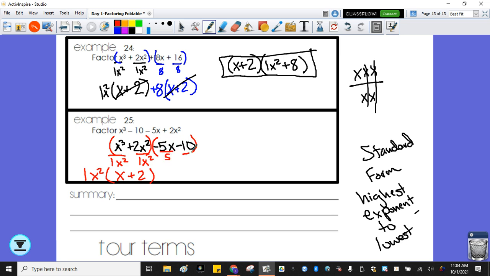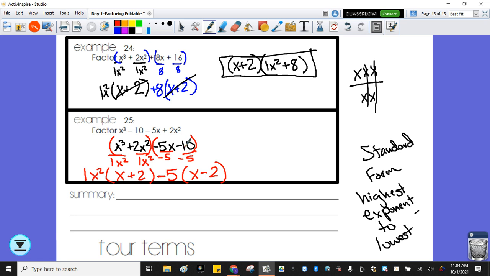All right. When I divide by 5, I get x minus 2. That's no good. I want my parentheses to match. So I want to take out a negative 5. If that first term is negative, take out a negative, because then negative 5 and negative 5 would be positive.